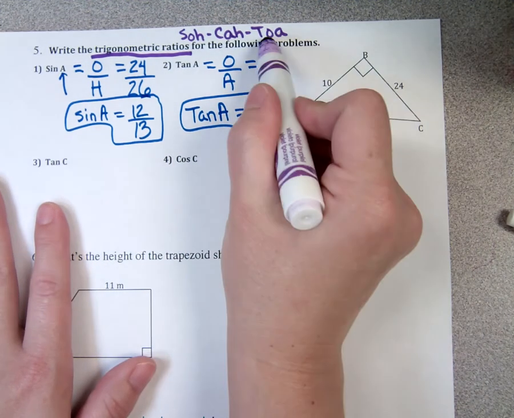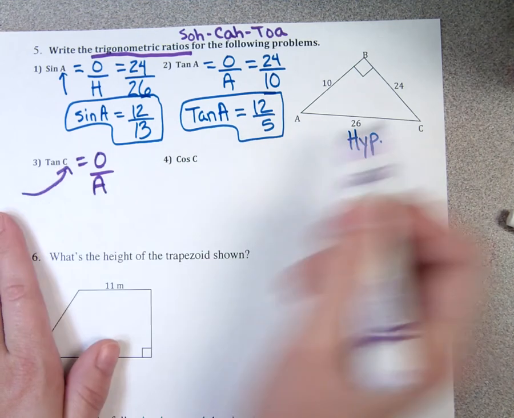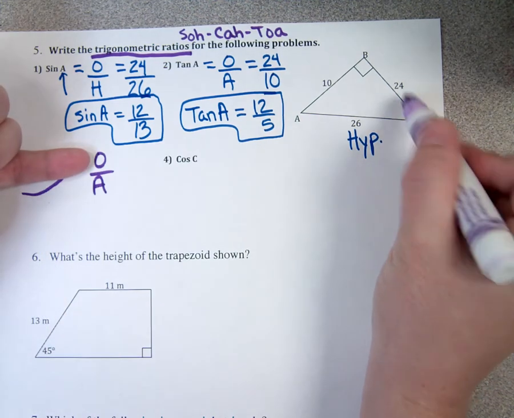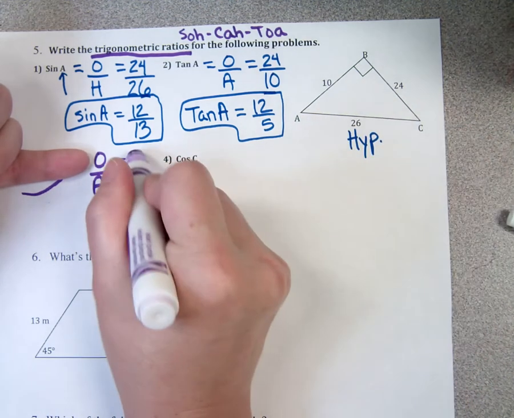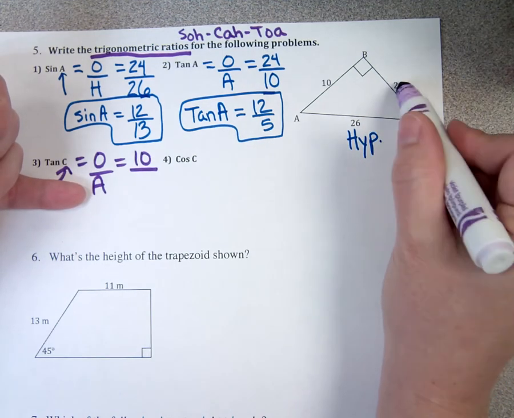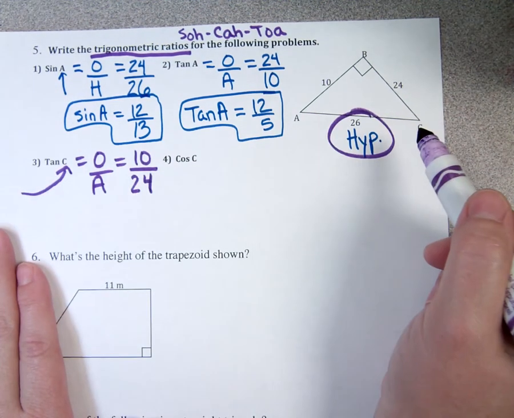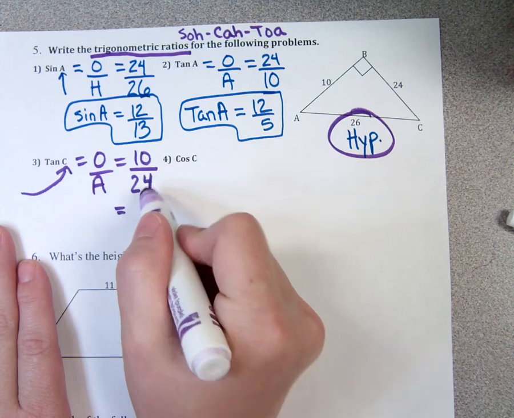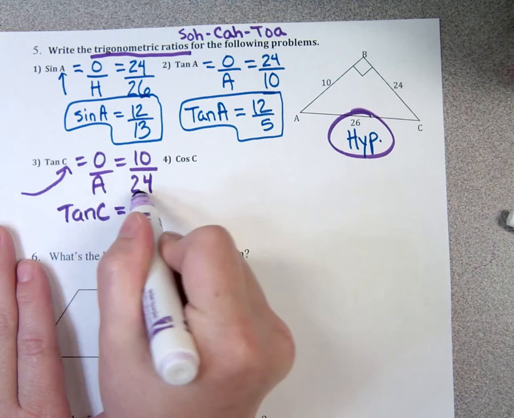Number 3 is tangent as well, so opposite over adjacent. This time, though, it wants me to go to angle C. So I'm over here at angle C, and which one would be the opposite side? All the way across. This time the opposite side is 10, because that's all the way across. And then the adjacent side, it's not the 26, because that's the hypotenuse. It's the 24, because that's the one that's right next to it. So that's one reason why I always label the hypotenuse before I ever begin these problems, so you don't ever think it's the adjacent side. Once again, I can divide both of those by 2, and that would make 5 over 12. And that's the tangent of angle C.